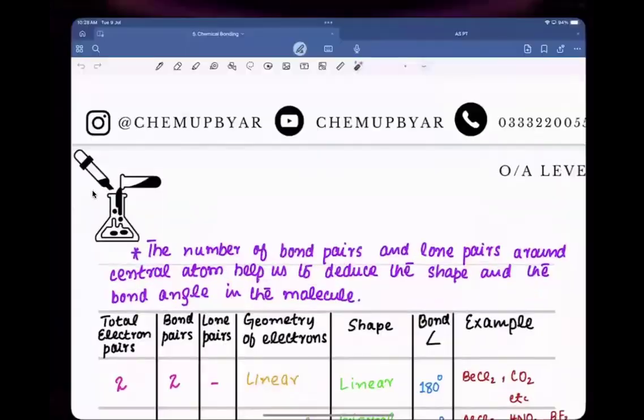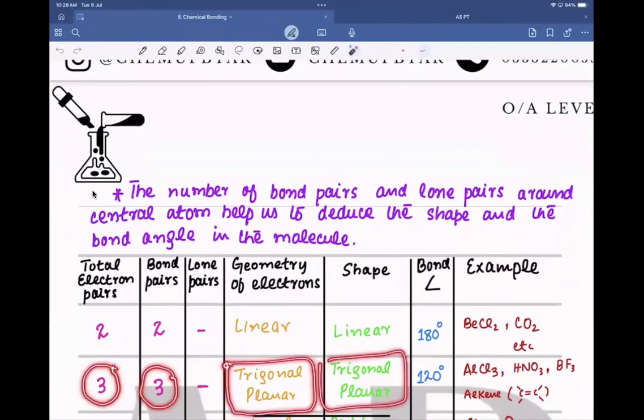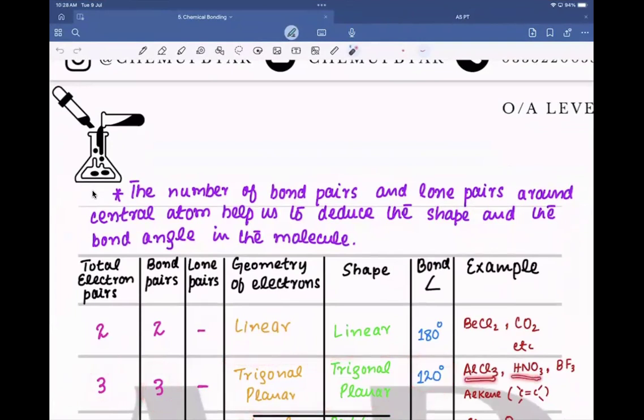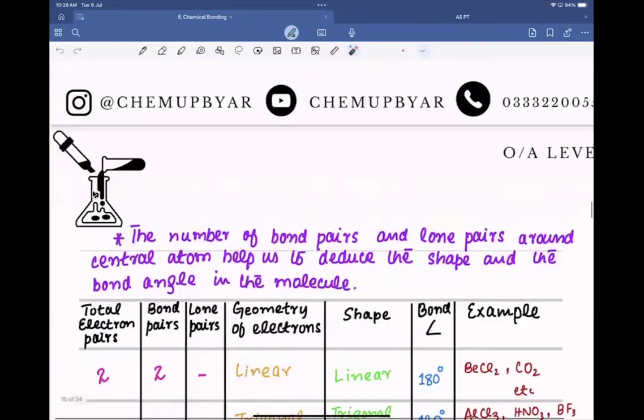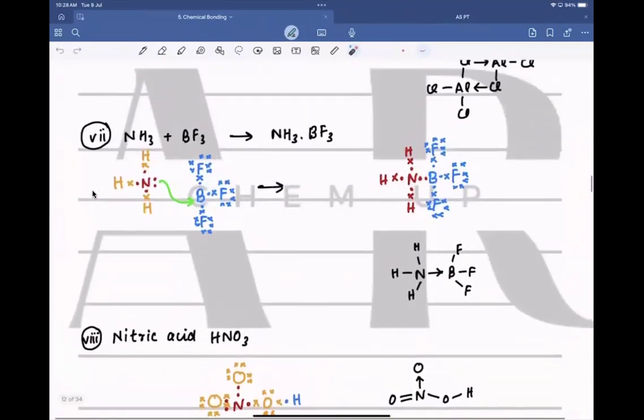Okay. So this was our second case. When there are 3 pairs of electrons around the central atom and all 3 are bond pairs, then the electron geometry would be trigonal planar, the molecular shape will be trigonal planar, and the bond angle would be 120. Here we have examples: AlCl3, HNO3, BF3, and carbon-carbon double bond.